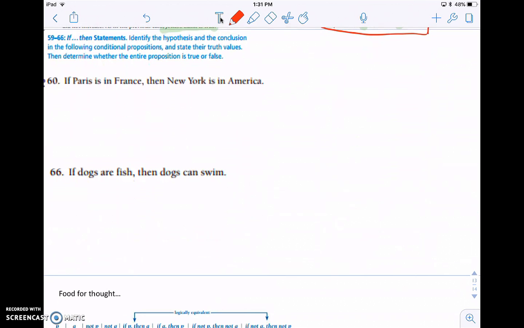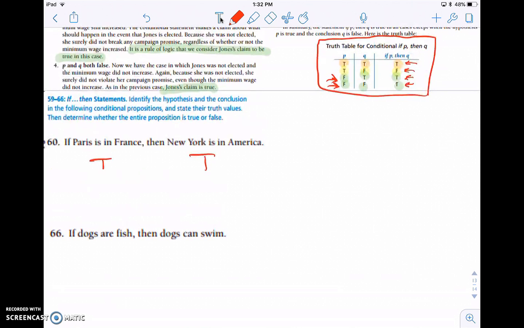Okay, so now we want to identify the hypothesis and the conclusion, and then state the truth values to determine whether the entire proposition is true or false. So if Paris is in France, that's true, then New York is in America, that's true. So in our truth table, that would fall under the first category here. True and true implies true. So again, if true, then true implies truth. So we'll say true here.